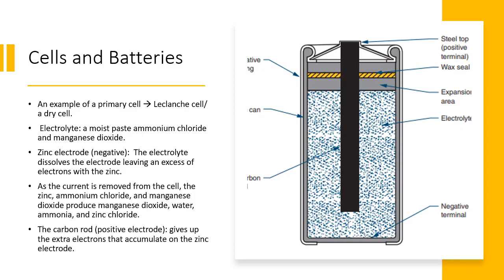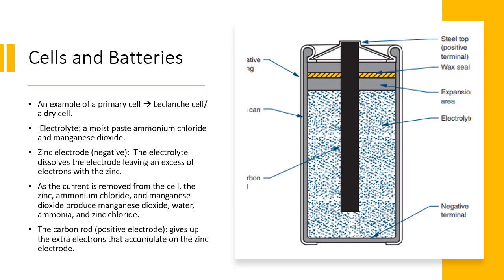An example of a primary cell is a Leclanche cell, also called a dry cell. As in the figure, this type of cell is not actually dry. It contains a moist paste as the electrolyte. A seal prevents the paste from leaking out when the cell is turned sideways or upside down. The electrolyte in a dry cell is a solution of ammonium chloride and manganese dioxide. The electrolyte dissolves the zinc electrode, the case of the cell, leaving an excess of electrons with the zinc.